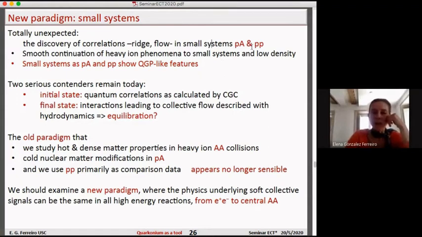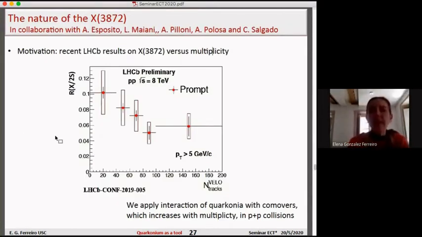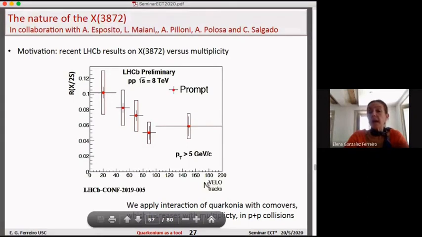And particularly, we were interested in this plot that appeared at Quark Matter. In this plot, LHCb showed the result on the exotic state X(3872) over the psi prime, the charmonium 2S. And they show that proton-proton collisions usually, at this energy, 8 TeV, have a minimum bias multiplicity. Here it's not the multiplicity, it's the VELO tracks. This is similar to the multiplicity.